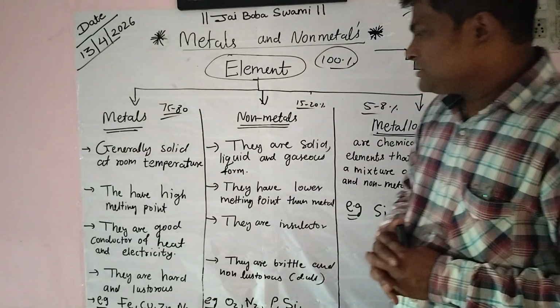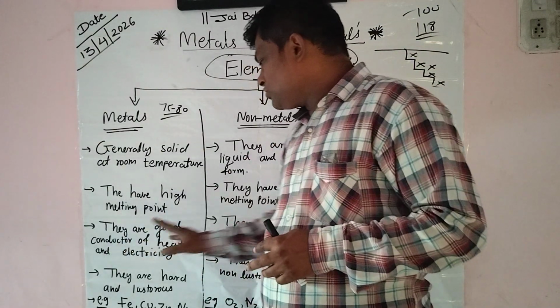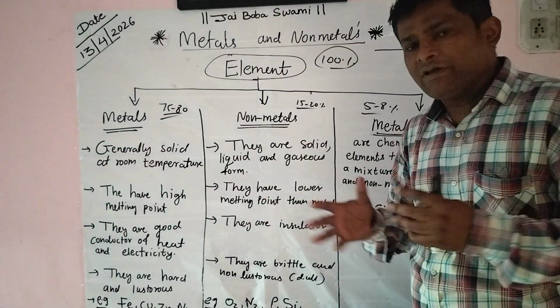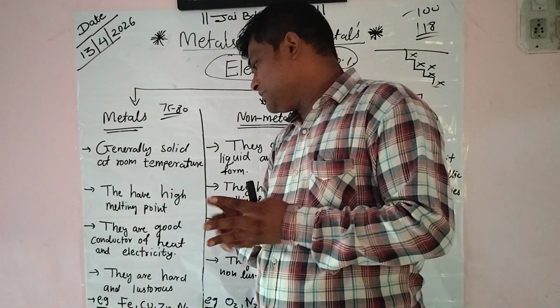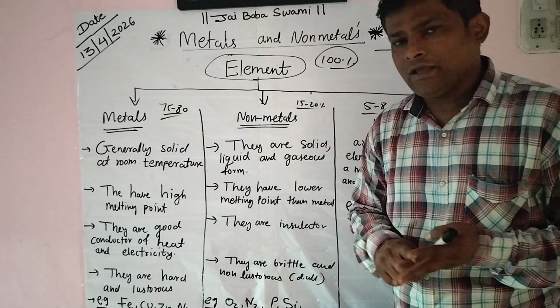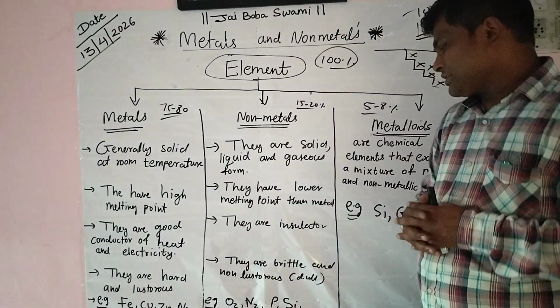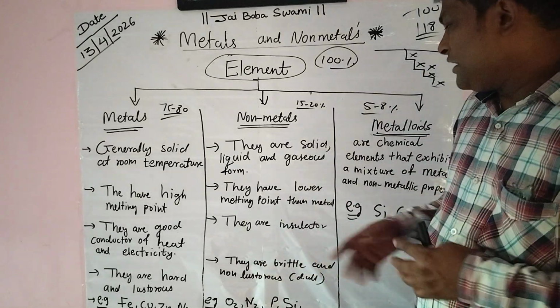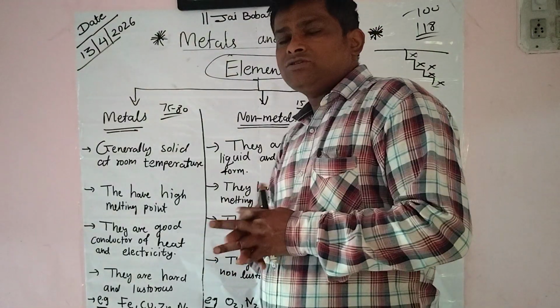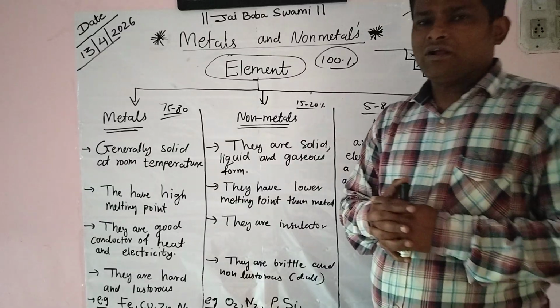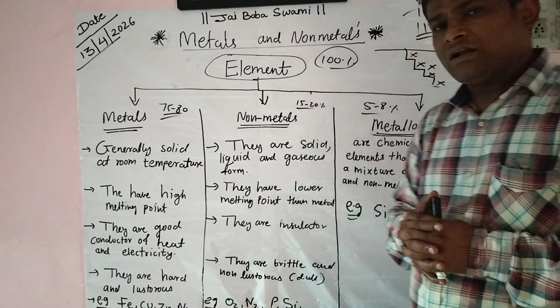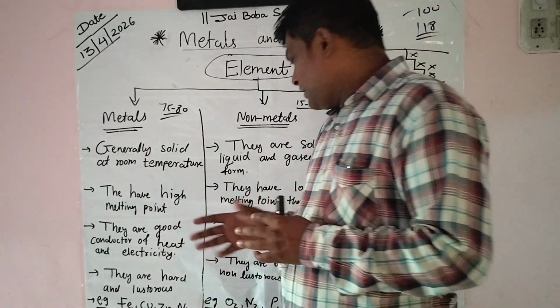Next, metals are very good conductors of heat and electricity. For example, we can take iron, copper, zinc. All these are very good conductors of electricity. On the other hand, non-metals are insulators. Insulator means they are non-conductors, or we can say bad conductors of any kind of heat and electricity.